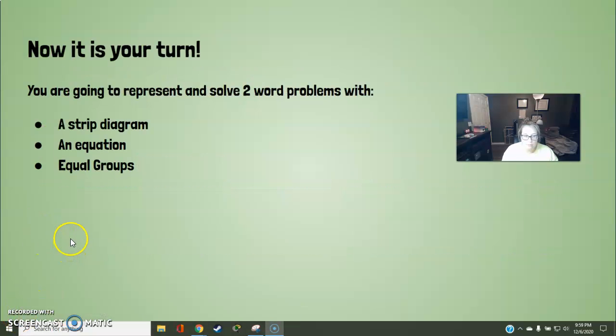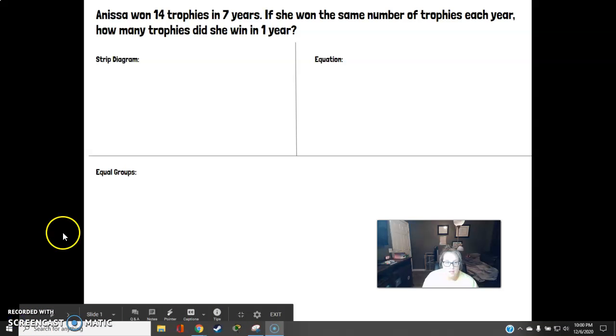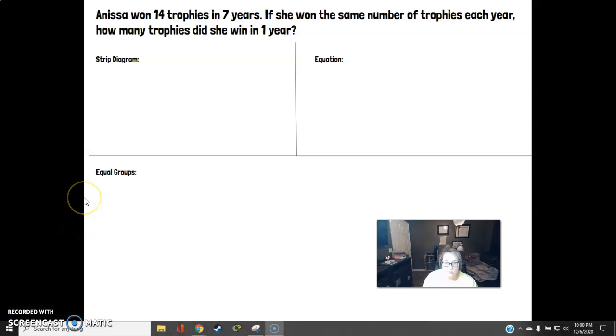Now it's going to be your turn. You're going to represent and solve 2 word problems with a strip diagram, an equation, and equal groups. Your paper is going to look like this, or your screen is going to look like this. You are going to be given 2 word problems. You are going to draw your strip diagram. You are going to draw your equation, and then you are going to show your picture with equal groups so that you're able to solve the problem.